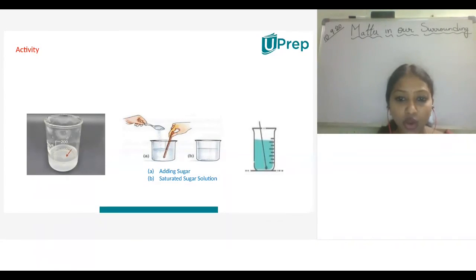So see the beaker, a 250 or 200 ml beaker. In that, see how we are adding the solute to it.